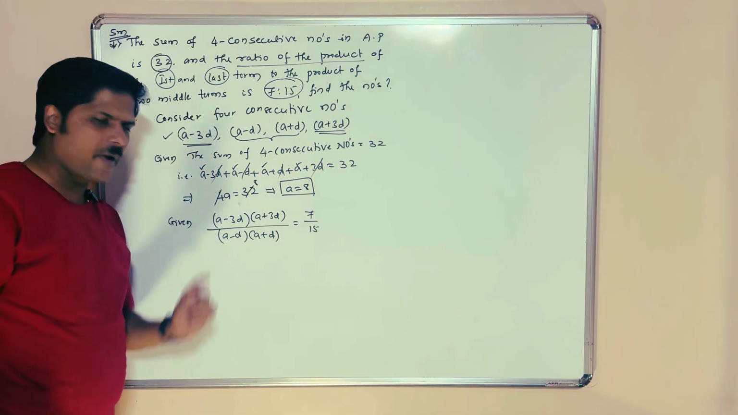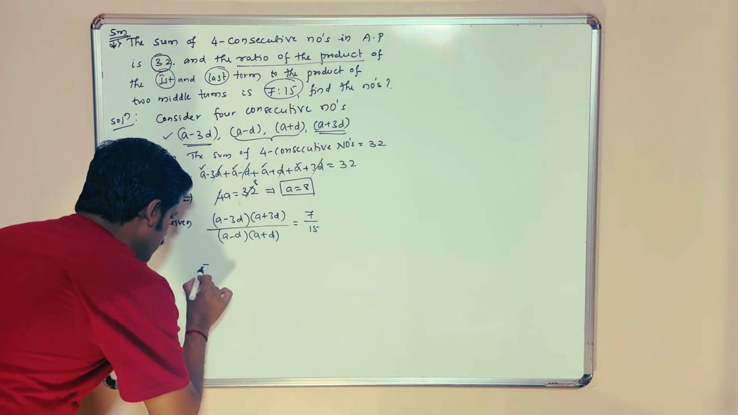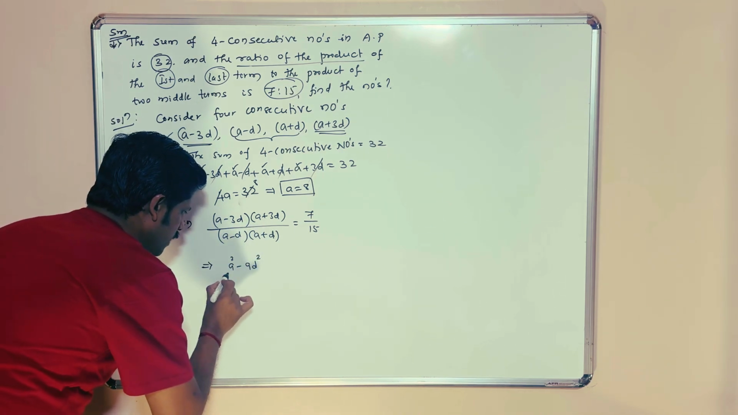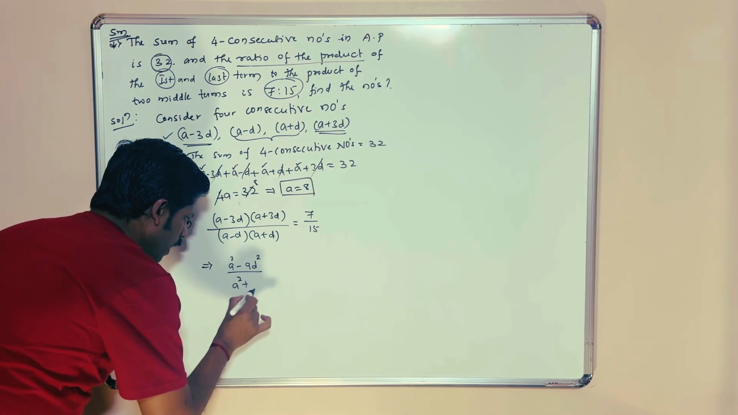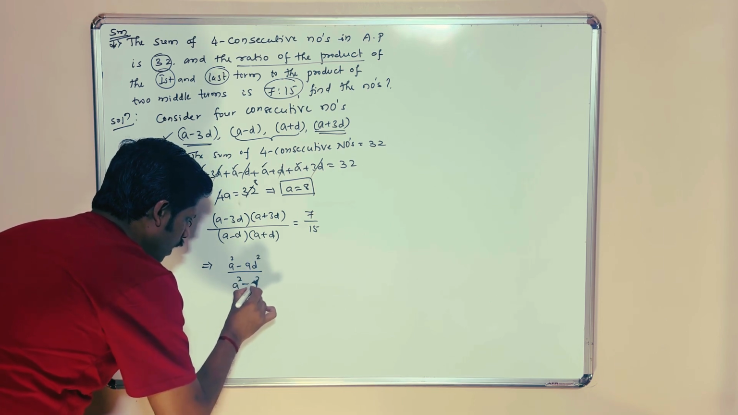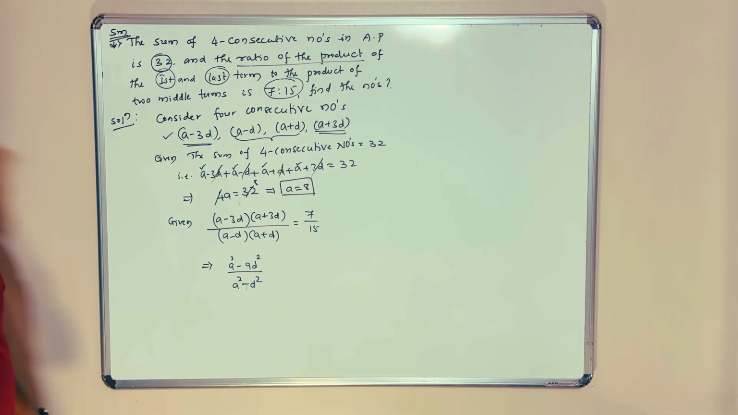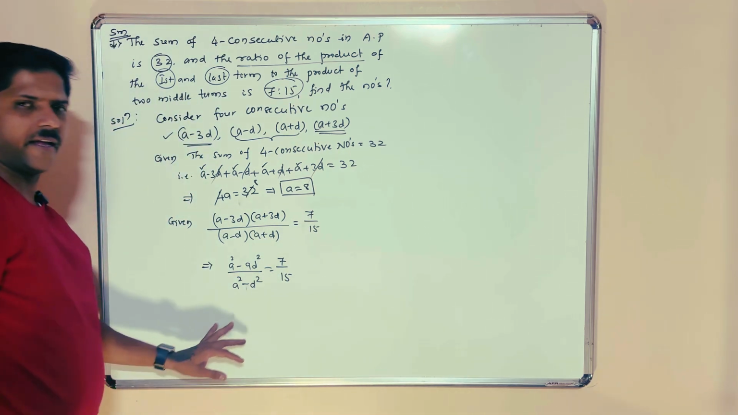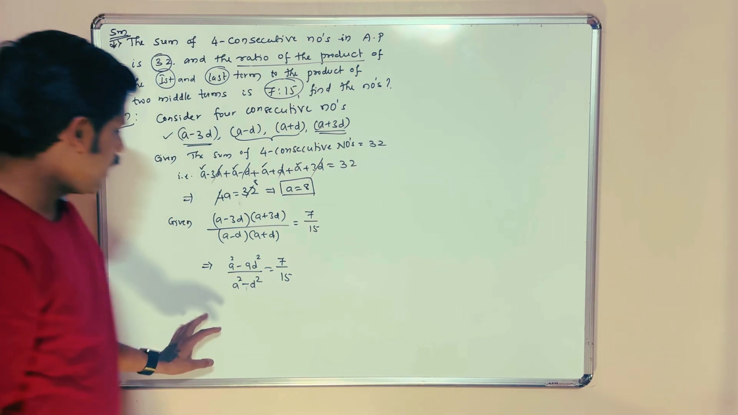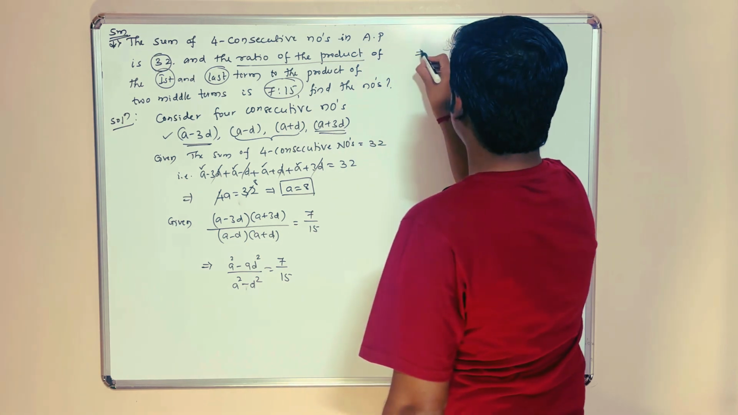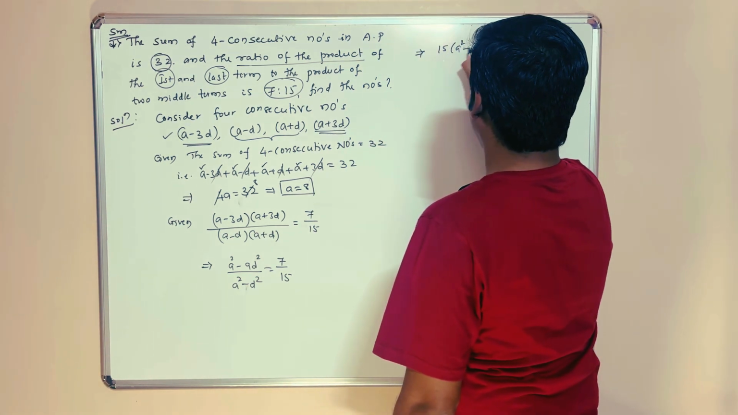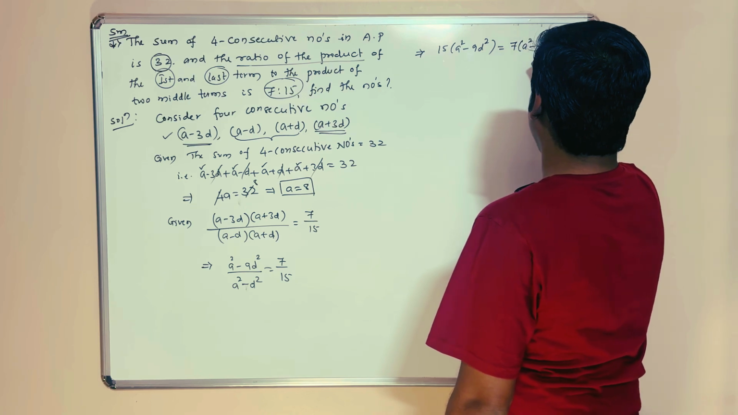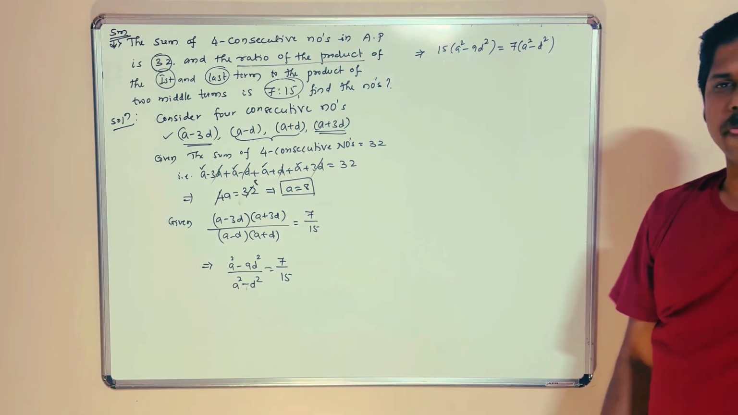A plus B into A minus B form. We know that it is A square minus B square, so A square minus 9D square divided by A square minus D square, numerator and denominator, is equal to 7 by 15. Now solve for D. Cross multiply, we get 15 into A square minus 9D square is equal to 7 into A square minus D square.